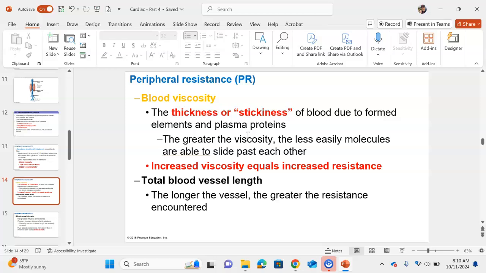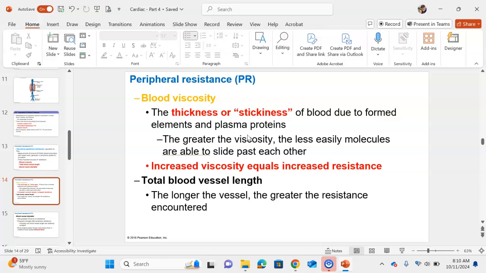in the blood, proteins in the blood. But here's the thing, and this one's pretty easy to grasp. If the blood is thicker, then the viscosity will increase. And if viscosity is higher, then resistance is higher, because it's harder for thicker or stickier blood to move through the vessel.